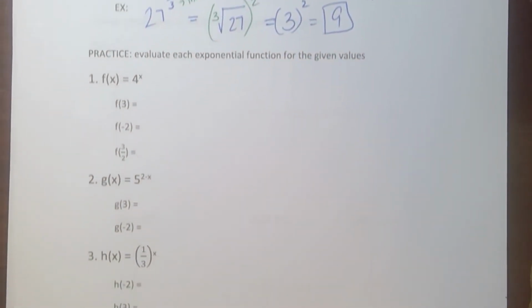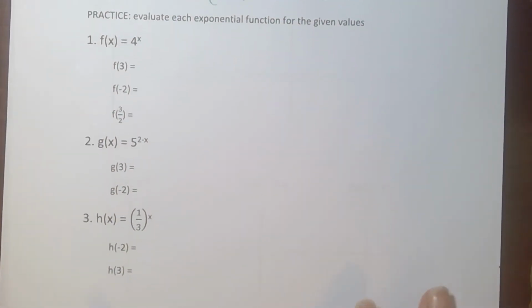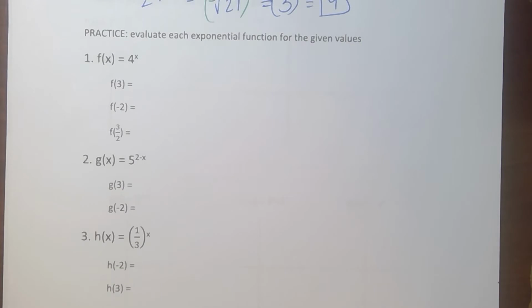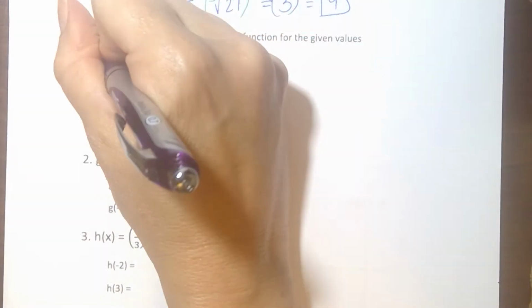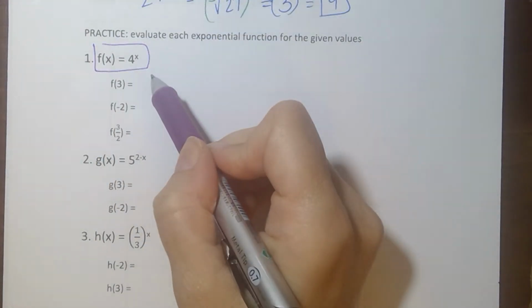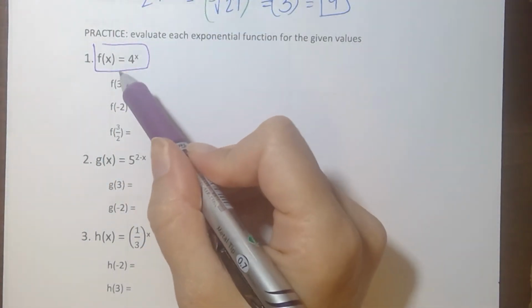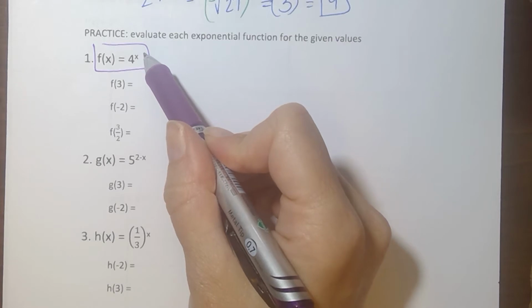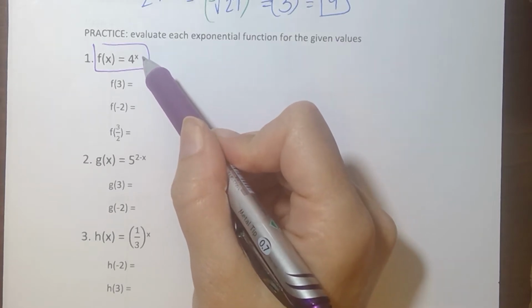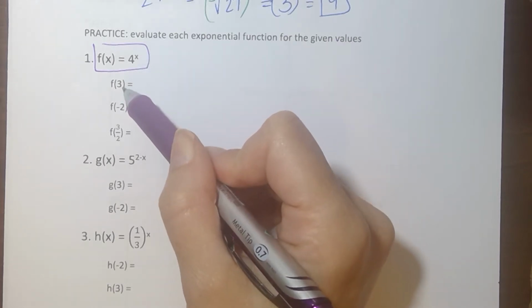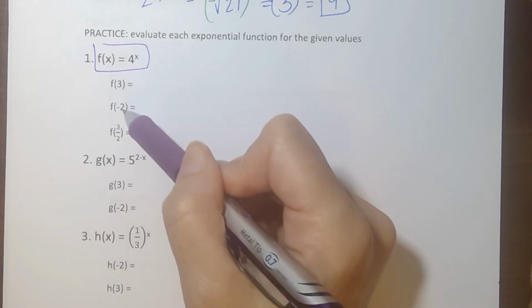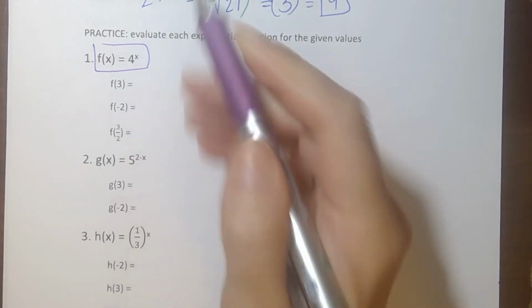Let's do a little practice with these rules. We have 3 different practice problems, and for each of our 3 exponential functions, we have 3 different practices where we're plugging in different values for x. For f of x, I have the exponential function f of x equals 4 to the x. I know it's an exponential function because the variable is the exponent. So each of these is giving me a new value to plug in for that x.